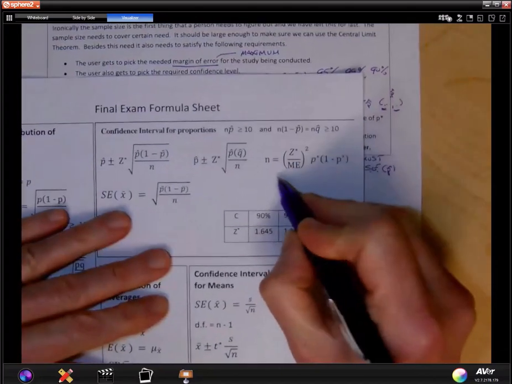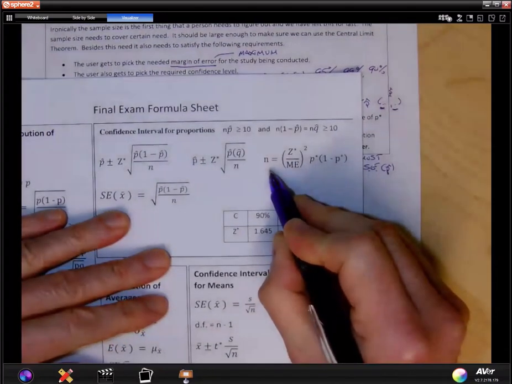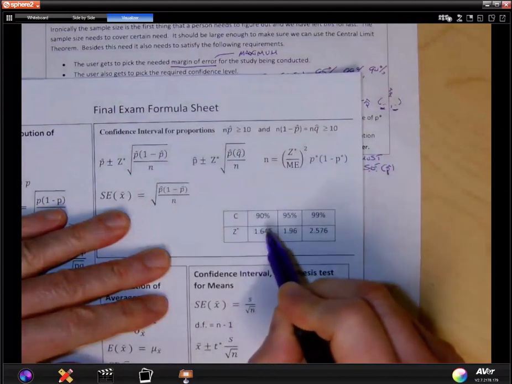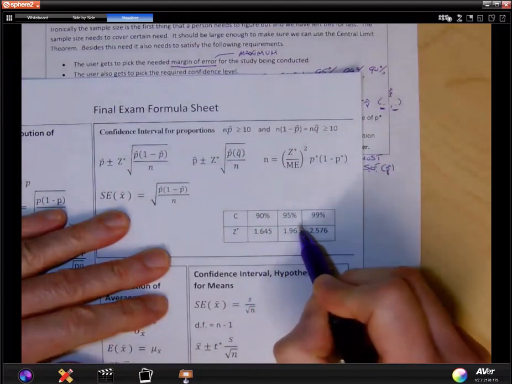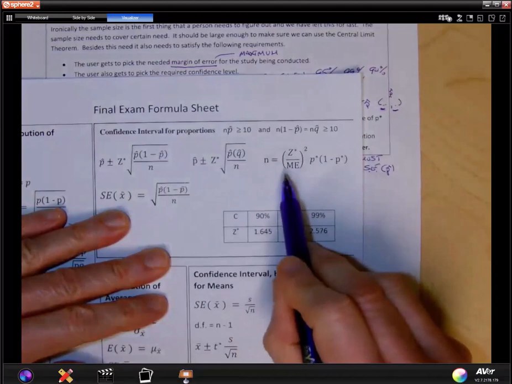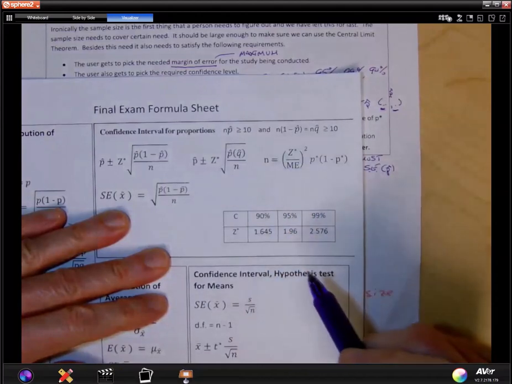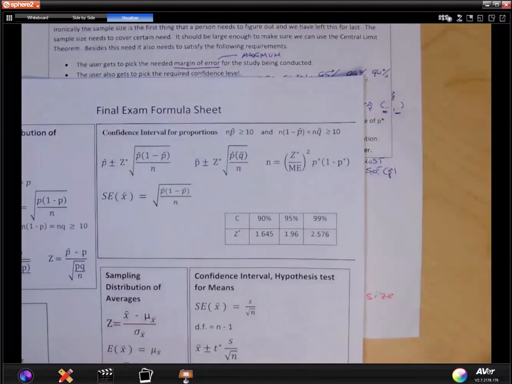So when you look at your formula sheet, notice this formula to find sample size is sitting right here. And notice this formula sheet also has the confidence levels that you need to determine an appropriate critical value here, the z-star.